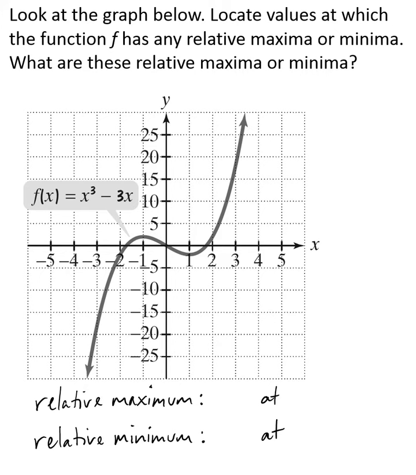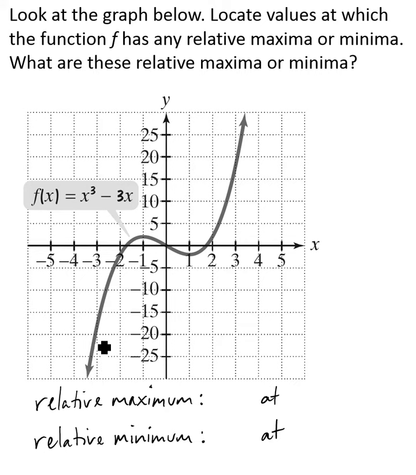So we get a relative maximum or minimum at places where the graph changes from increasing to decreasing, or decreasing to increasing, or increasing or decreasing to constant or vice versa. So anytime we have a change in the increasing, decreasing, or constant status of the graph, we get a relative maxima or minima. Now here we see that happening a couple of times.